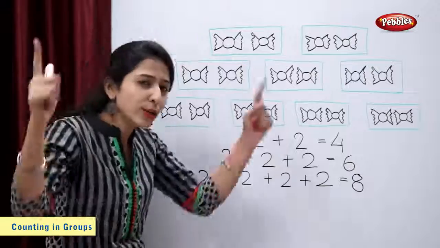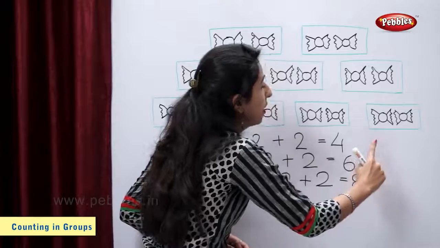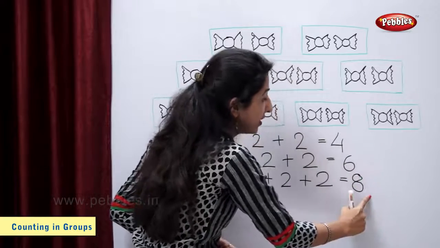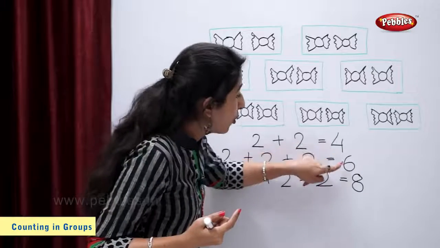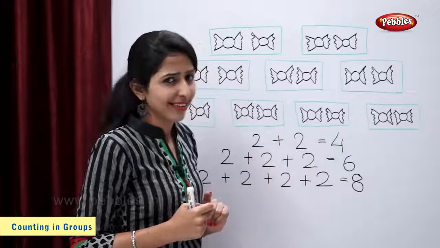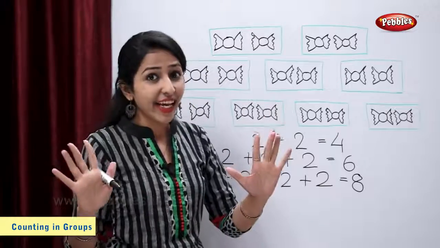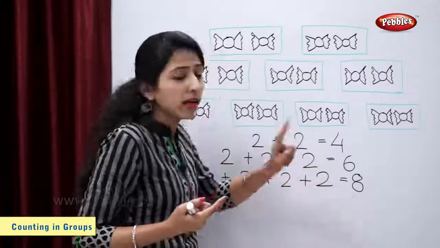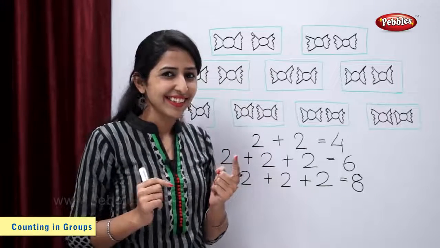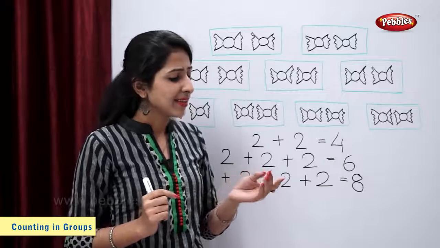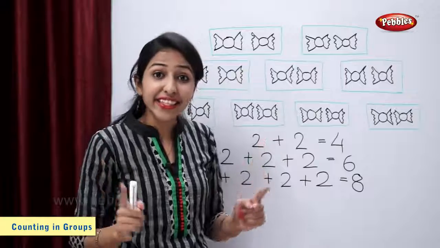Now let us count total number of chocolates. That is 4 plus 6 plus 8. Tell me students, how much is 4 plus 6? Right, 4 plus 6 is 10. And how much is 10 plus 8? Count and tell me. Correct, that is 18.